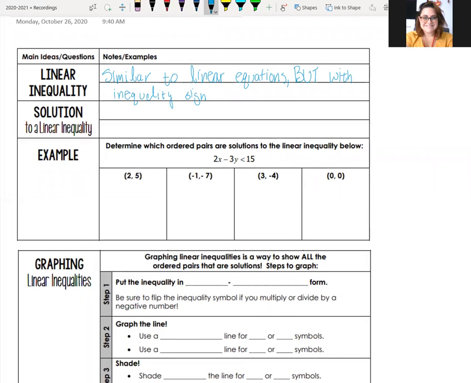Finding the solution is going to be all of the ordered pairs that make both inequalities true. We could also say it's where the shaded regions match or overlap.